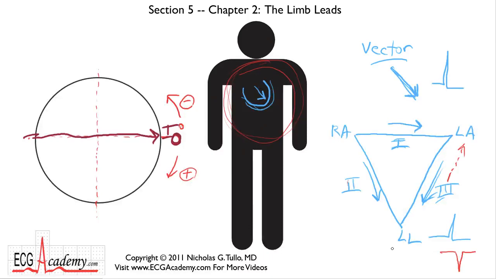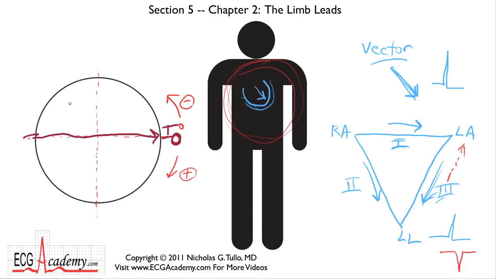Now lead 2, how do we remember that lead 2 is going from right arm to left leg? Well, I always remind people that in English, at least, we read from left to right and from top to bottom. And so when you're ready to draw the second ECG lead in, you want to draw it from left to right and top to bottom.